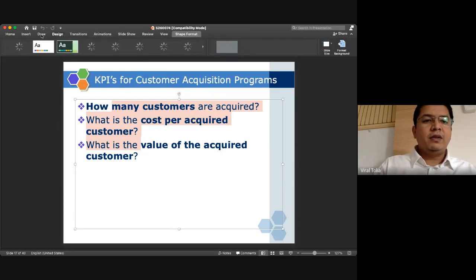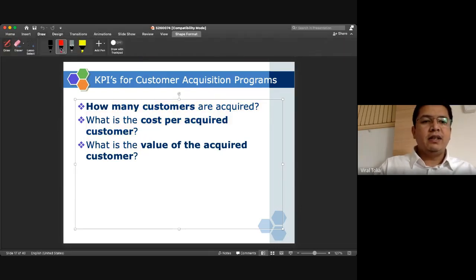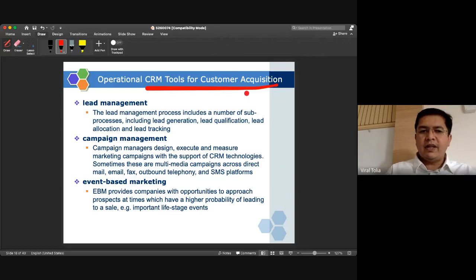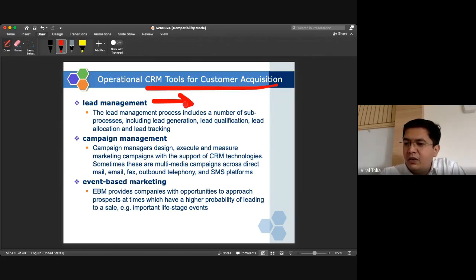Now let us take other factors into consideration and start our discussion. When it comes to the operational part, that is CRM tools for customer acquisition, there are a lot of tools available. There are certain classes, the important segments, for example lead management software, where the lead management process includes a number of sub processes, including lead generation, qualification, allocation, and lead tracking.